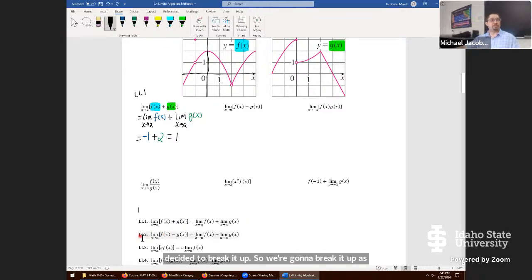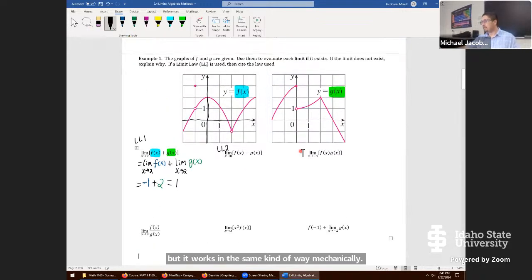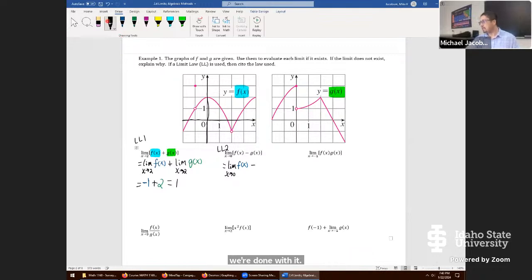Limit law 2 deals with the difference as opposed to the sum, but it works in the same kind of way mechanically. This is limit law 2. First thing we can do with that limit law is break up the functions. We have limit as x tends towards 0 this time, starting with the f of x function. Here's the limit law step. Minus goes right there. Now we're done with it. They go pretty quickly. Then it's the limit as x tends towards 0 for g of x.